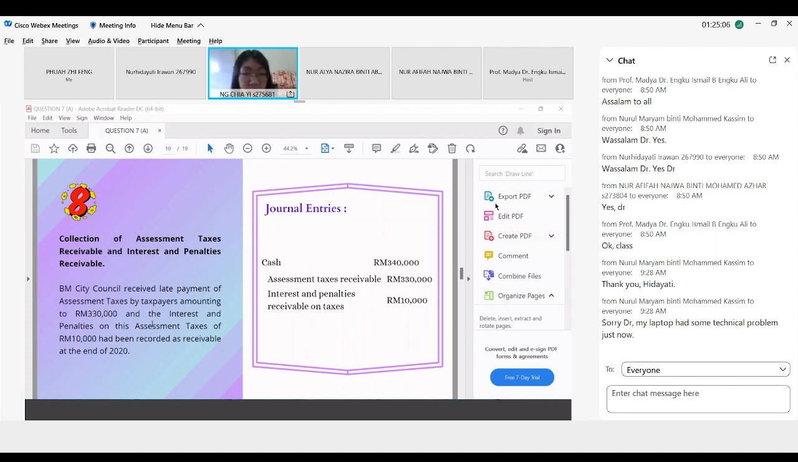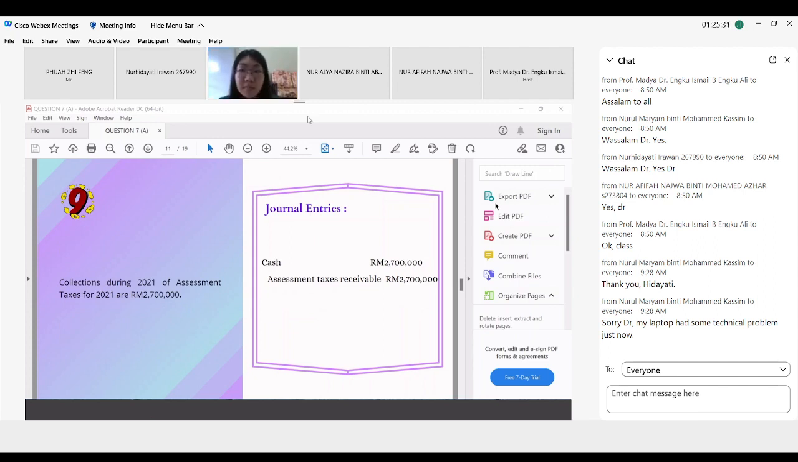330,000 and interest and penalty 10,000 as receivable. So we debit cash 340,000 and credit assessment tax receivable 330,000 and credit interest and penalty receivable on tax 10,000. Next, I will pass to next presenter.